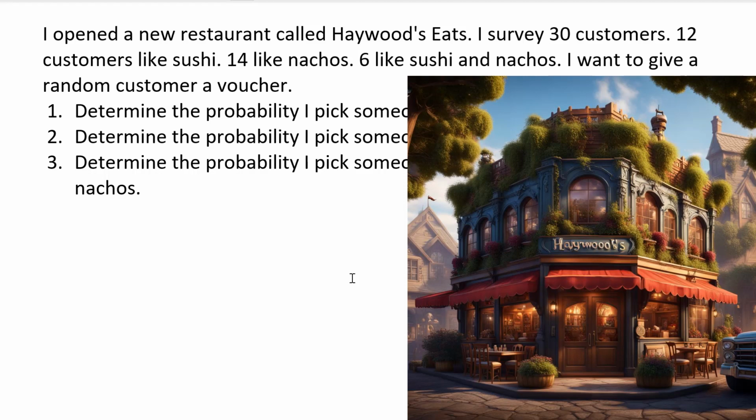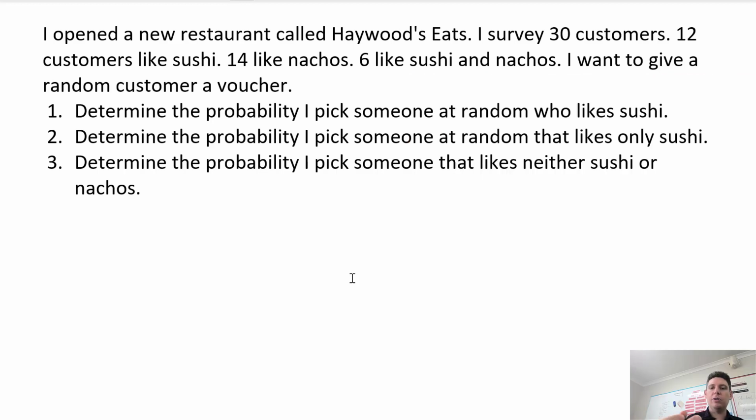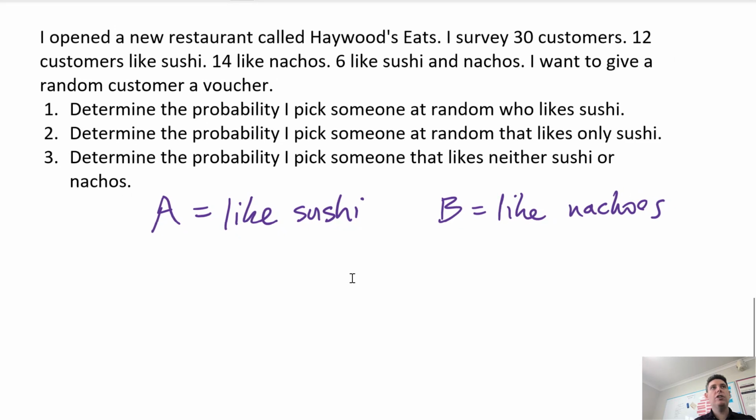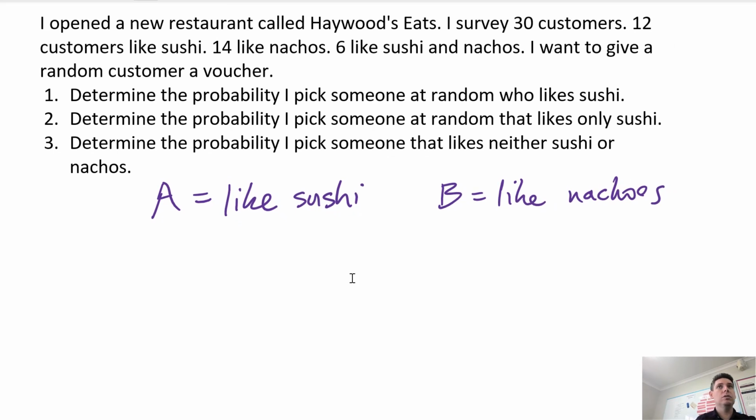A question like this, you first need to state what is event A, what is event B. So what is event A? Can someone tell me? People who like sushi. What's event B? People who like nachos. Has anyone not heard or done a two-way table before?